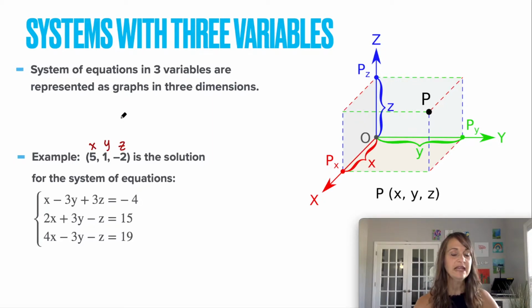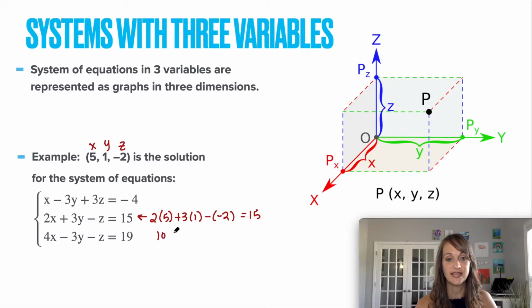Now, to prove that it's a solution of the system of equations, all you have to do is plug 5, 1, and negative 2 into these equations. So for example, if I take the second equation and plug in 5 for x, 1 for y, and negative 2 for z to equal 15, I want to know if the left-hand side does equal 15. Well, 2 times 5 is 10, 3 times 1 is 3, and negative 2 actually gives you a positive 2. 10 plus 3 plus 2 does give you 15, so it does work. Same thing with the first equation and the third equation.